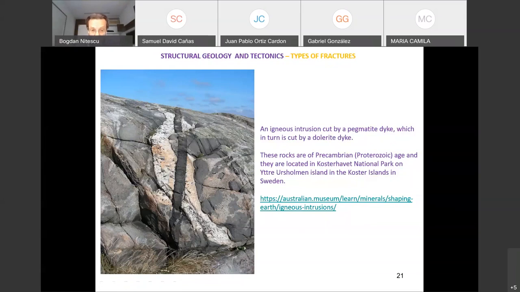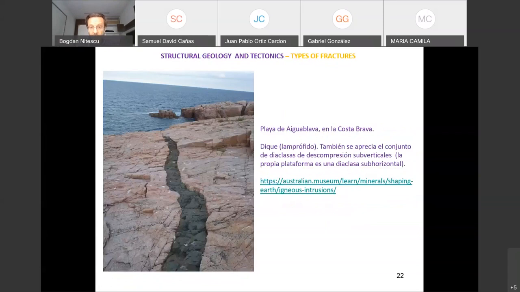I'm going to show you another example. This comes from Spain, from Catalonia, from Costa Brava. Here you see a land profile, and here is a lamprophyre dike. So this is mafic, a mafic rock. You can see basically what happened here. You had this dike coming along this big fracture.